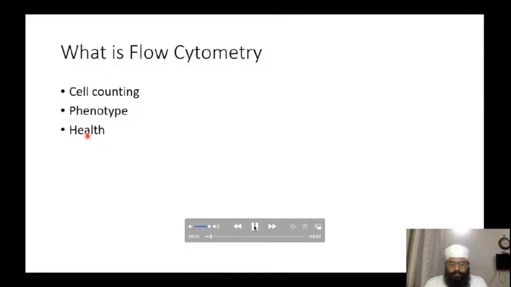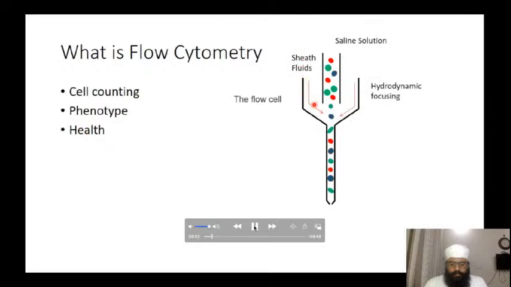How does it work in general? In a flow cytometer, I have something called the flow cell, where we add our cell mixture. Then I have the sheath fluids, which apply something called hydrodynamic focusing. The hydrodynamic focusing of the sheath fluids sends the cells one by one through the flow cytometer tube. It's very important to pass the cells one by one, because here I have a laser beam, and the cells should pass through the laser beam one by one. The point where the cells pass through the laser beam is called the interrogation point.